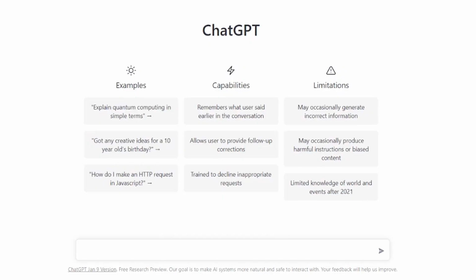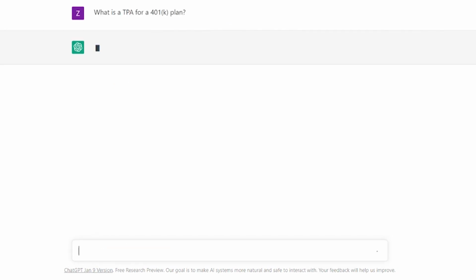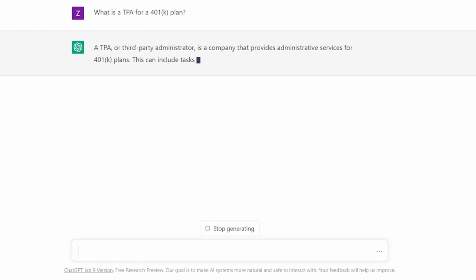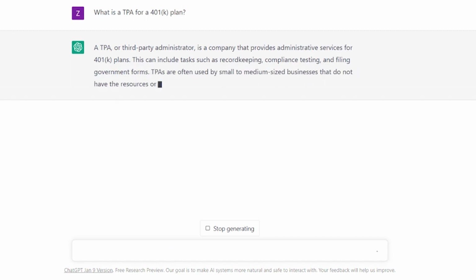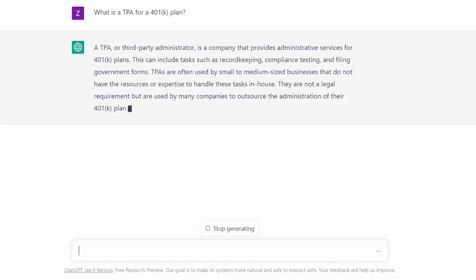So now my other question is, what is a TPA? What is a third-party administrator for a 401k plan? I wonder what it says. Wow. So what do you think of that answer? That's a really pretty good answer. It's actually answering it better than a lot of other people. It answered the question directly, and that's okay.